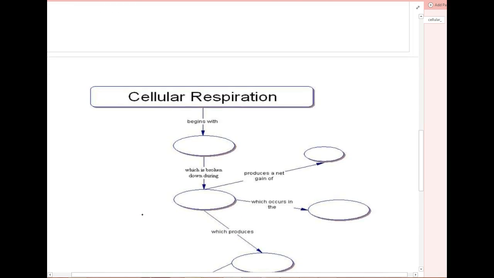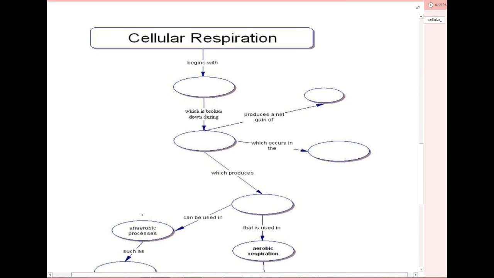Okay? So let's look at cellular respiration. It begins with what molecule? Glucose. Which is broken down during what process? What's that first process? Glycolysis. Which produces a net gain of how many ATP, guys? 2 ATP.